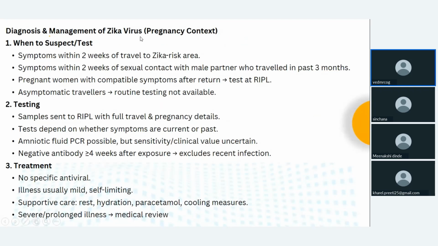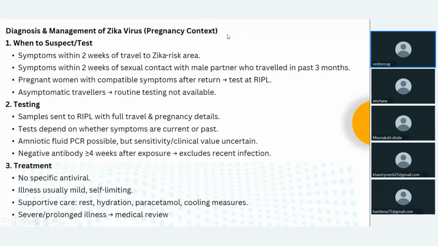Now coming to the diagnosis and management of Zika virus in the pregnancy context. When to suspect and what test to do: if there are symptoms within 2 weeks of travel to a Zika risk area, you need to suspect and test that lady. Or if there are symptoms within 2 weeks of sexual contact with a male partner who has travelled in the last 3 months. So if the partner has a history of travel in the last 3 months, and there was sexual contact within the last 2 weeks, and she is symptomatic, you need to suspect and test her.